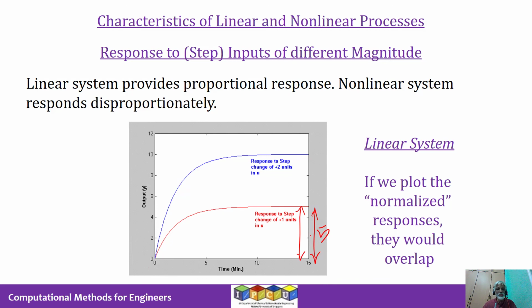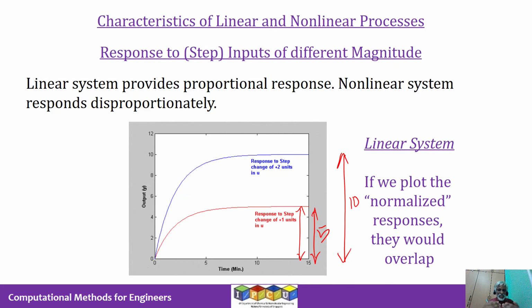If you increase the input by 2 units from the base value, it responds like the blue line. It starts at 0, but now it responds to 10. And that makes sense, right? That means it is proportional. If I make a change of +1 unit in U, the output changes by 5. If I make a change of +2 in U, the system responds by 10. So this is proportional. Linear systems have proportional response.